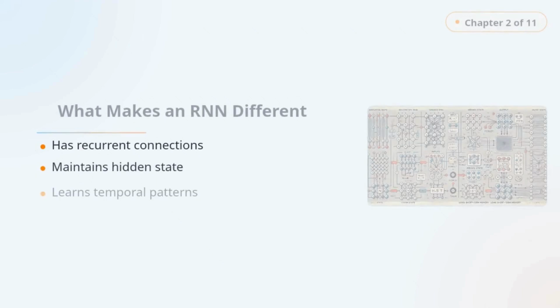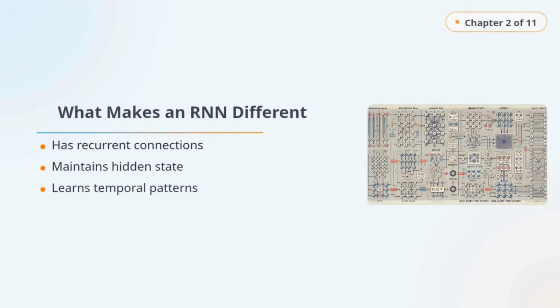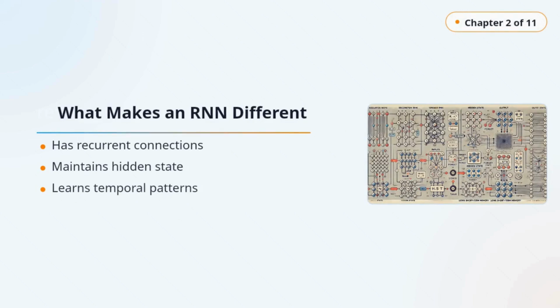A recurrent neural network, or RNN, is different from a normal feed-forward network because it carries information forward through a hidden state. At each time step, it combines the current input with the previous hidden state. This lets the model build a running summary of the sequence and capture temporal dependencies.